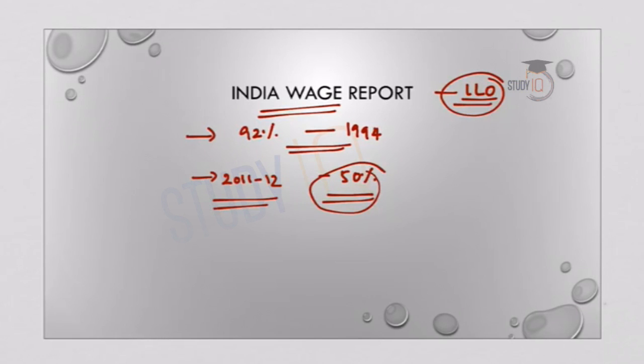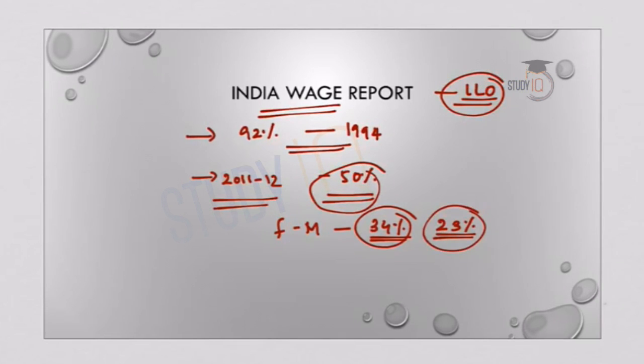And the female-male wage gap is 34%. The global average is only 23%. So the inequality between men and women in terms of wages earned is more than the global average in India. Such types of facts are very, very important for your examination. You should be able to compare the position of India with that of the global average or global performance. So next, the India Wage Report, again published by ILO.